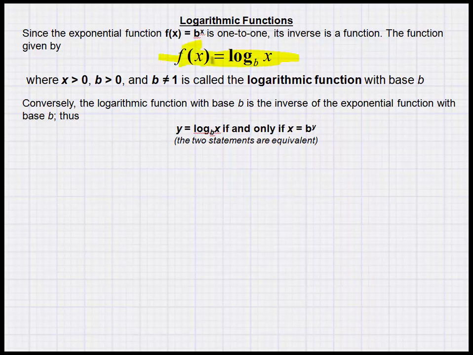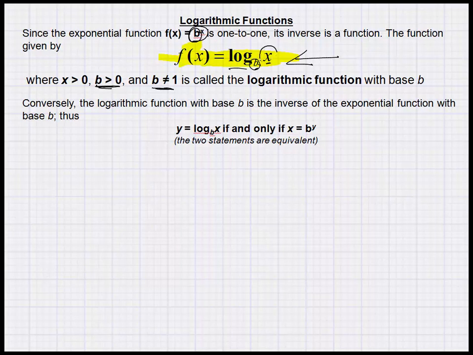So this function here, f of x equals log base b of x, and that's how you read this, log base b of x. Okay, this is going to be the inverse of b to the x, my exponential function. Now the values here are going to be very similar to the values of the exponential in terms of the base. The base here for this logarithm is the same as the base for this exponential. So b still has to be greater than 0, and b is not going to be equal to 1.